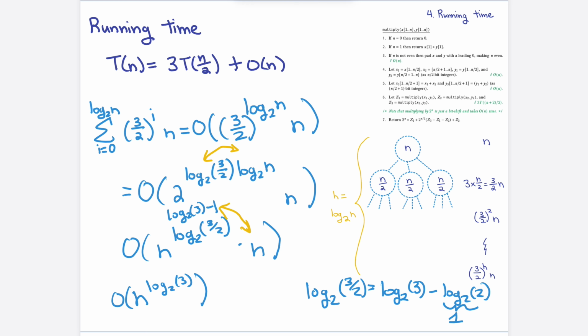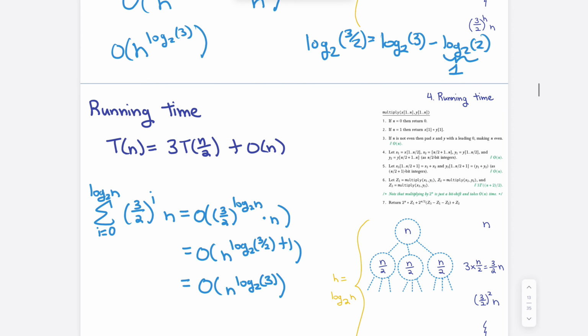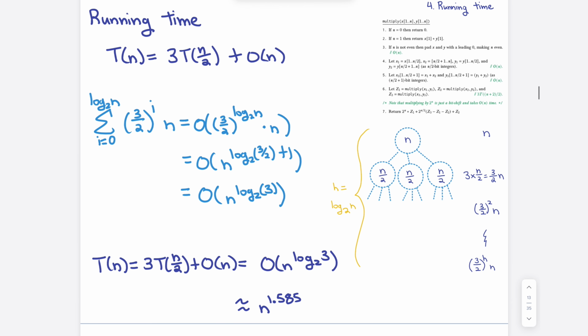Whatever that number is. What is that number? I think it's like 1 point... I have it written down. Okay, so apparently it's about 1.585. And by the way, if it's an exam or something, you just have to leave log base 2 of 3. You don't have to do any logarithmic calculations yourself.